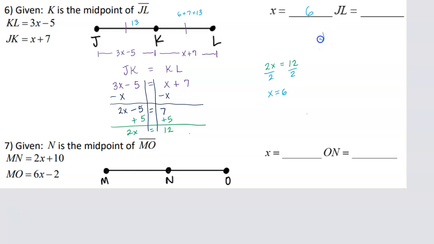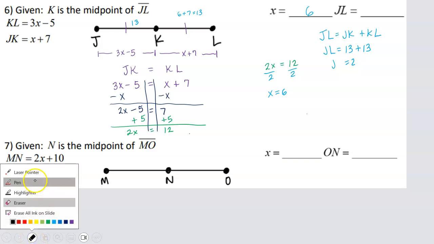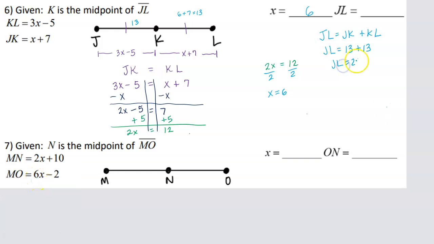And so JL, going back to segment addition, JL is equal to JK plus KL. And so JL is equal to 13 plus 13. JL is 26. Oops, JL is 26. Okay. I'm going to give you a moment again to pause, and so you can try number 7.